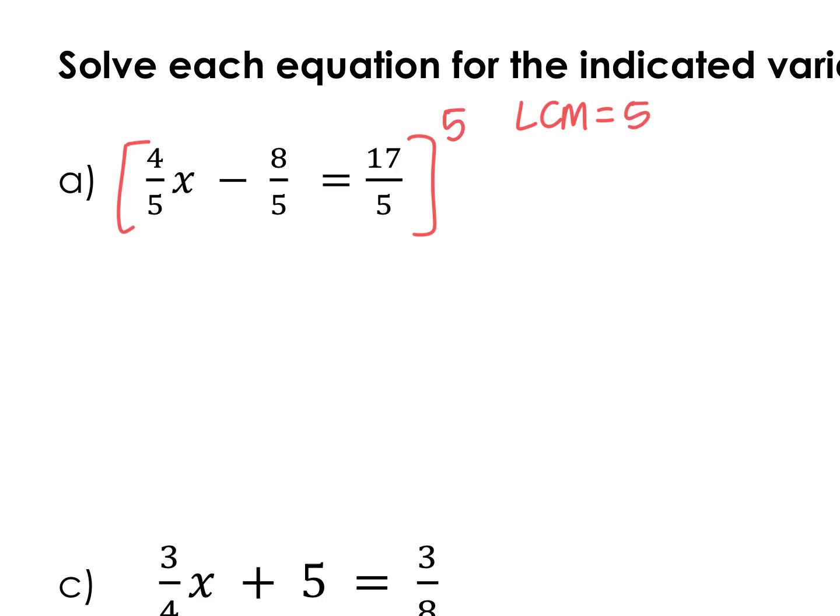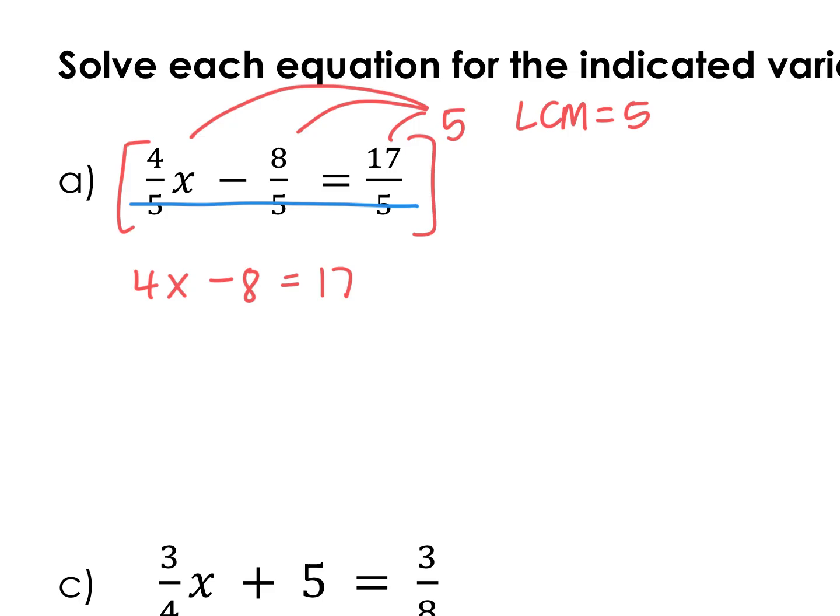So how I kind of show this is I put a 5 here, and I almost show like a distributing. Distribute, distribute, distribute. What this does is it clears out the denominators. They're gone. Okay? And it keeps the numerators. So we're just going to have 4x minus 8 equals 17.